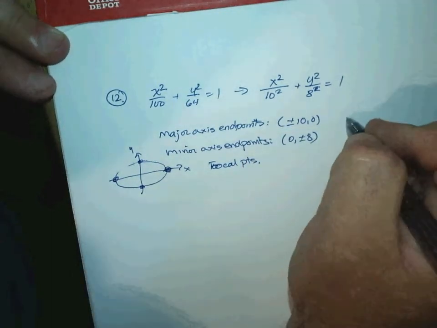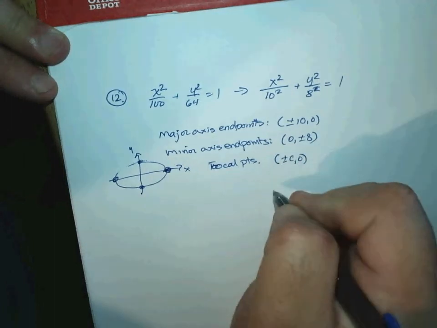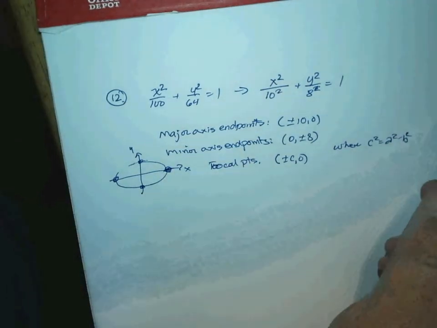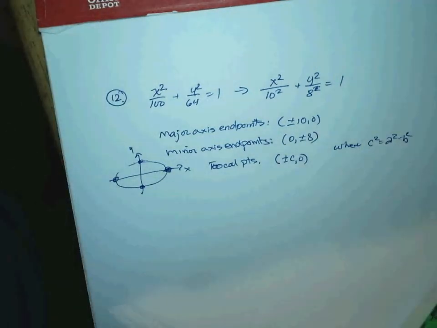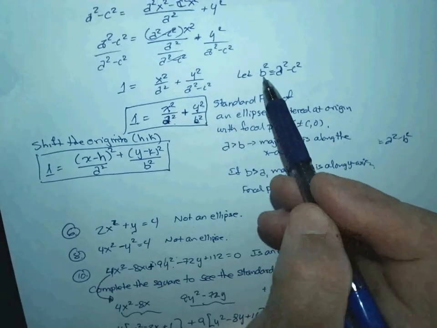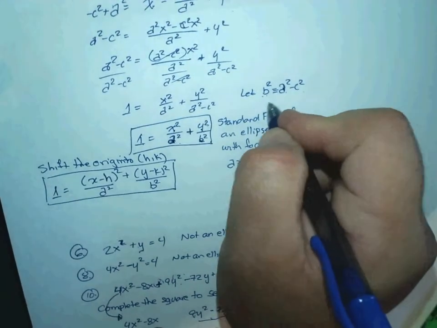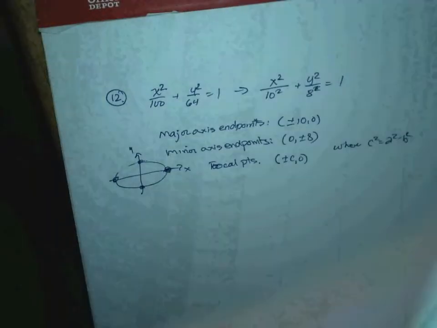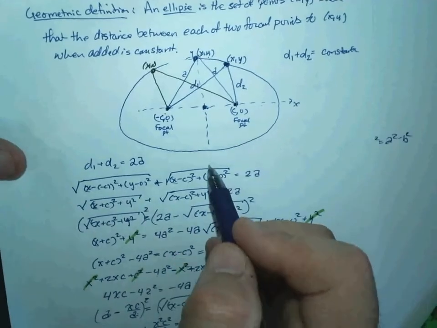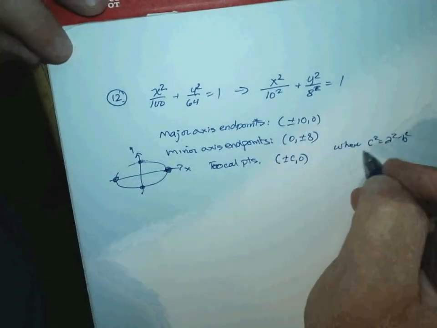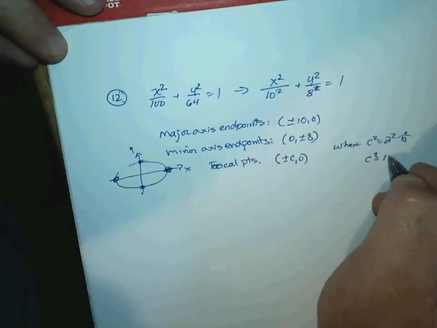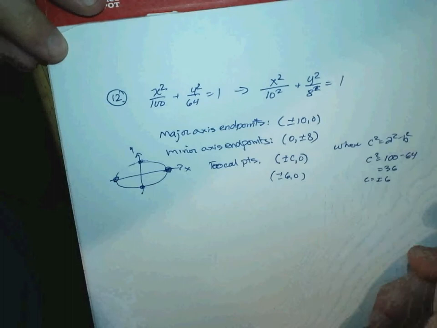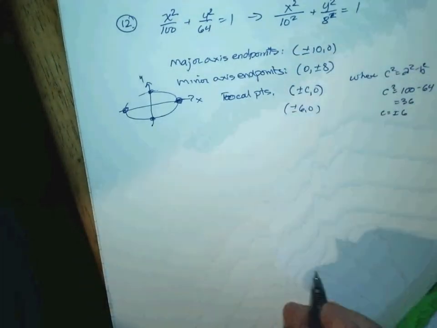And your focal points. Well, remember, the focal points are going to be (plus or minus c, 0), where c squared is a squared minus b squared. That was the substitution that we did in our derivation. Let b squared replace a squared minus c squared, which means c squared is a squared minus b squared. And c is referring to the location of the focal points. Okay? All right. So that means c squared is 100 minus 64, or 36, so c is plus or minus 6. Okay? And there you've solved the problem.